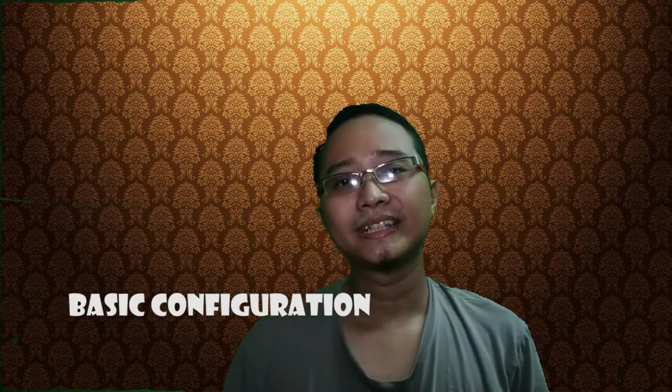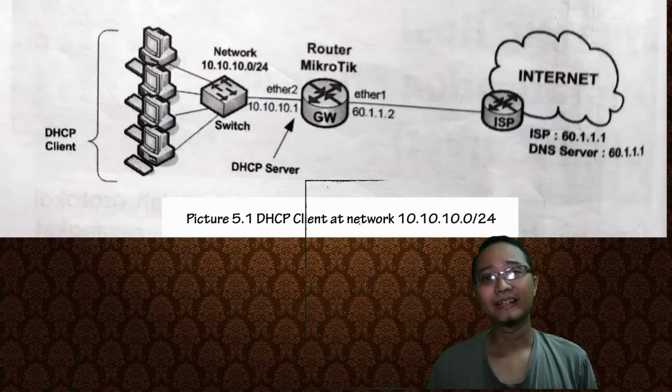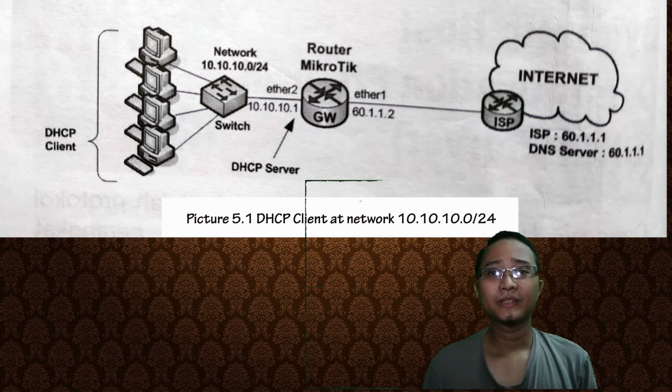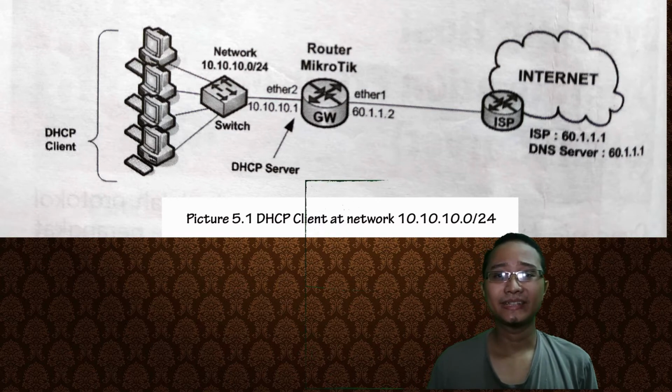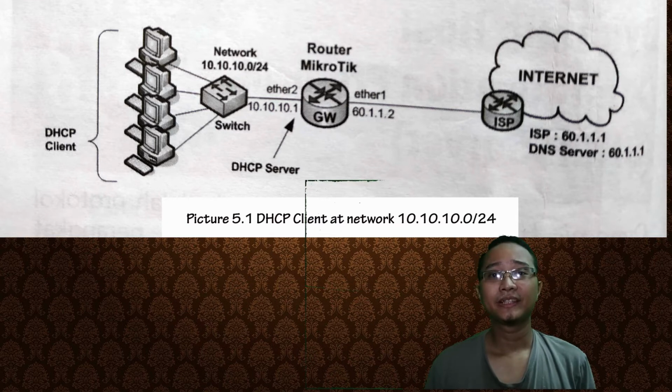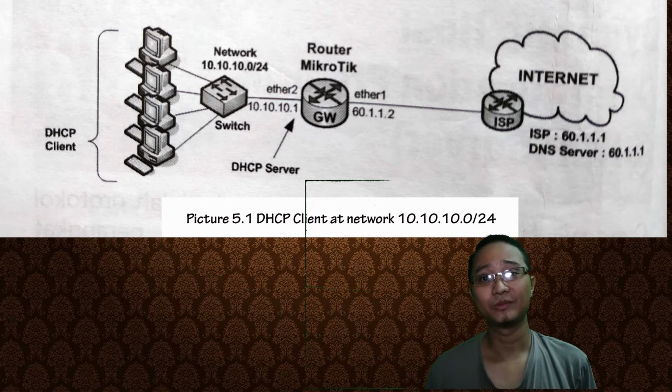Okay, and next we will go through the basic configuration. The scenario that we will use is the scenario that we used earlier, like in picture 5.1. In that picture, you can see there are a couple of computers that need an IP address from the server, and other computers that need an IP address. These are connected to Ether 2 of the Mikrotik router. So if you want to activate the DHCP server, it must be active on your router at Ether 2.